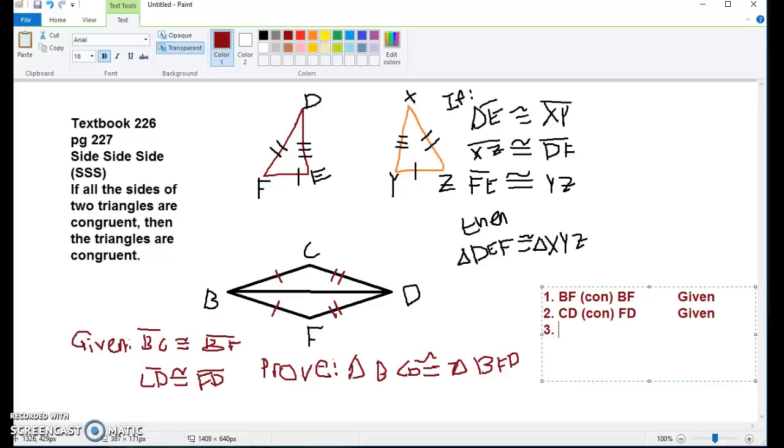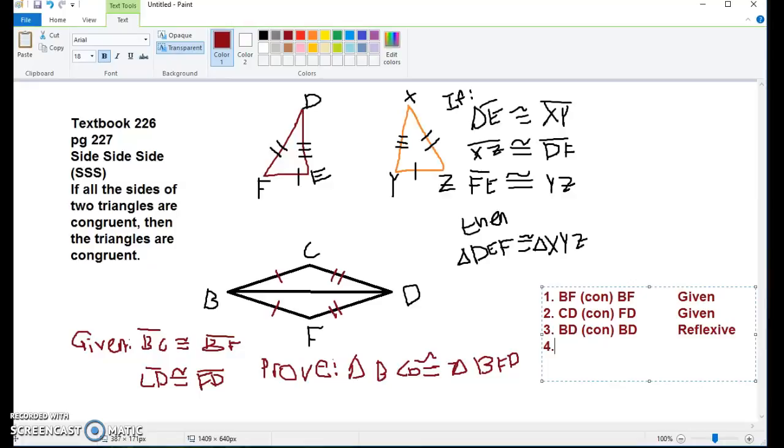And then, what can we show? What do we need to show in order to do this? Remember, we're doing this by SSS, so we need that third side. So in the top triangle, we have this side BD that is not congruent to anything. And in this bottom triangle, we have again this BD. So we need to show that BD is congruent to BD. Well, yes, it is. And the property we're going to use is reflexive property.